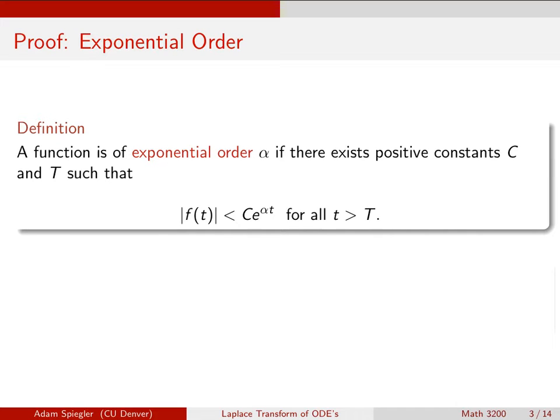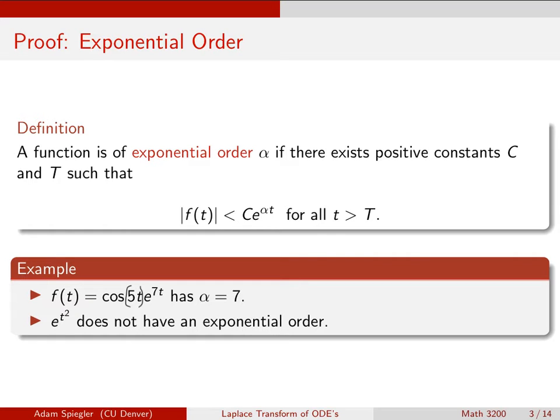Okay, so before we prove the theorem, there's just one definition that's going to come up in the proof of that theorem. So we say that a function is of exponential order alpha if there exist some positive constants c and T so that |f(t)| is bounded by this exponential function. And I think the best way to understand this definition is to just take a look at some examples.